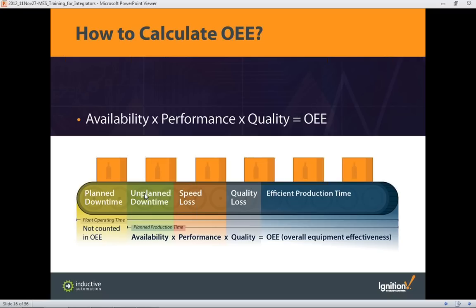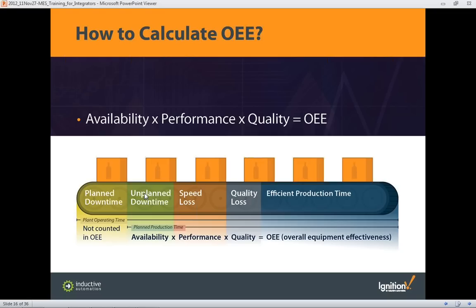So when we take a look at all of this put together, we have planned downtime on the left there. And that's not counted in OEE, as I talked about. Then we have unplanned, and that is calculated in OEE. So we have our planned production time backs out that planned downtime. Then, based on our unplanned downtime, we determine our availability, and that gives us a percentage figure.